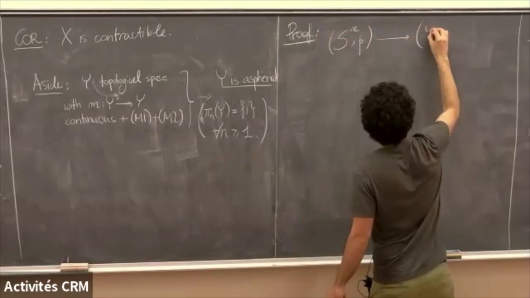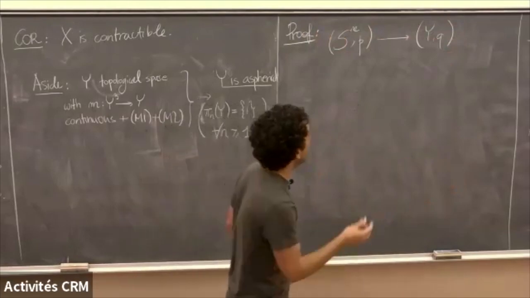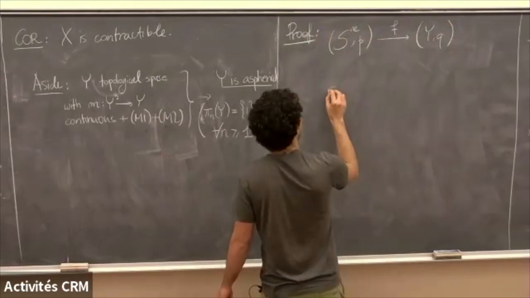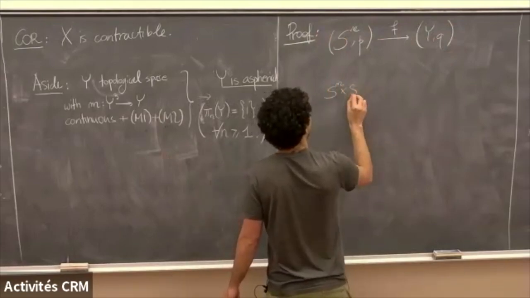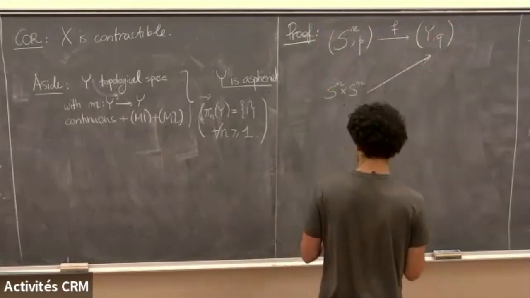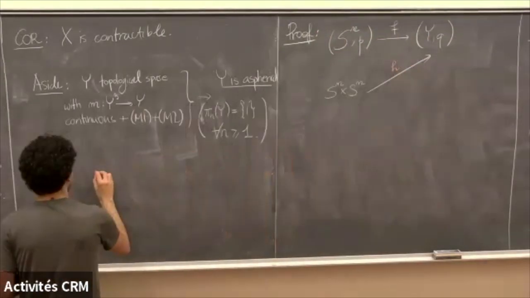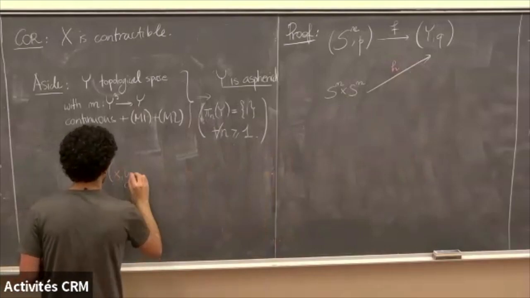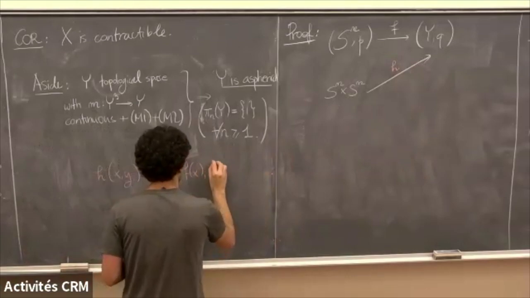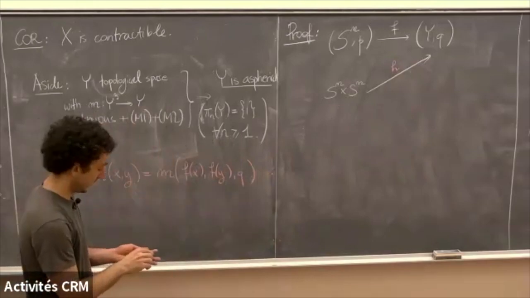from a sphere with a base point into Y with a base point Q. Let's call this map F. Well, we can also take a product of two copies of this sphere, and here define the map. Let's call it H. So what does H do? H of X and Y is just the median of F of X, F of Y, Q, the base point that we have there.